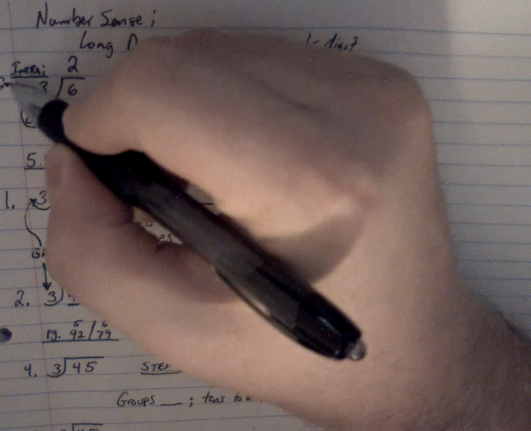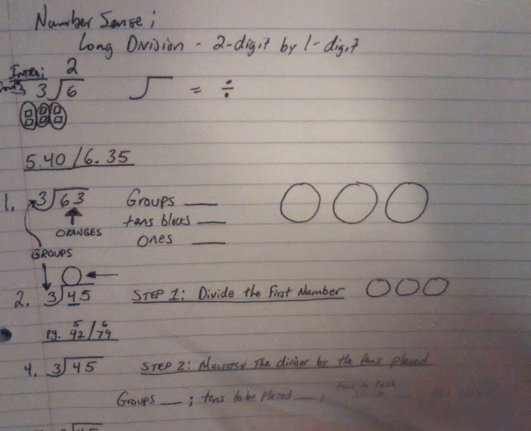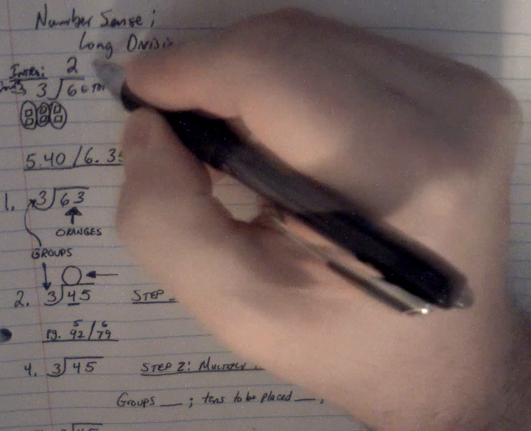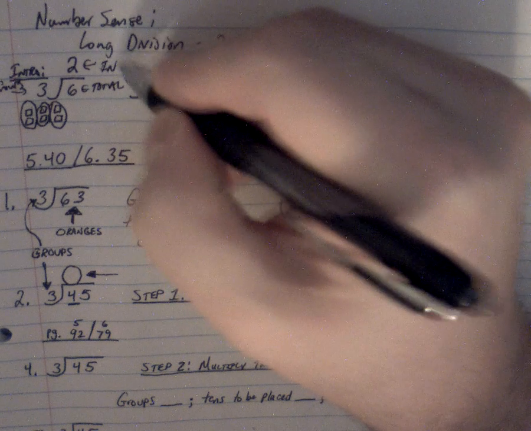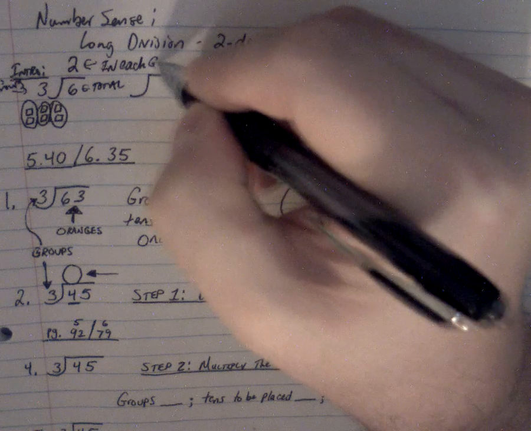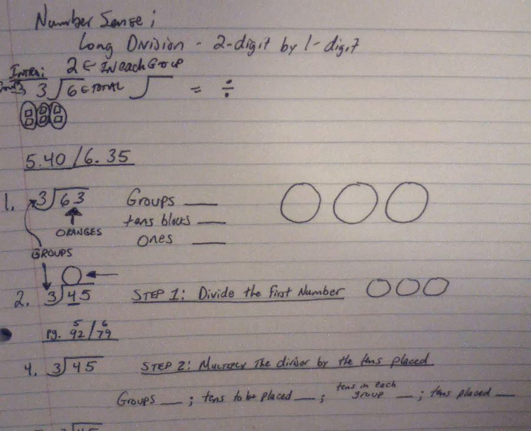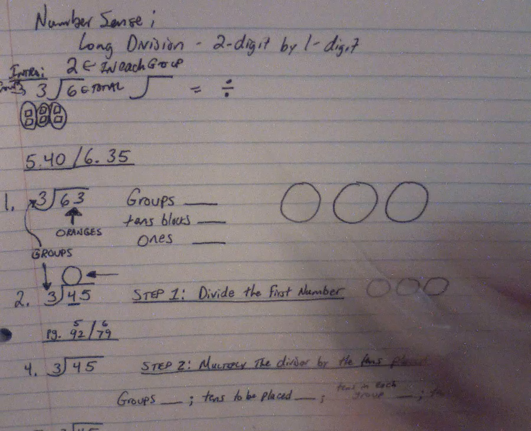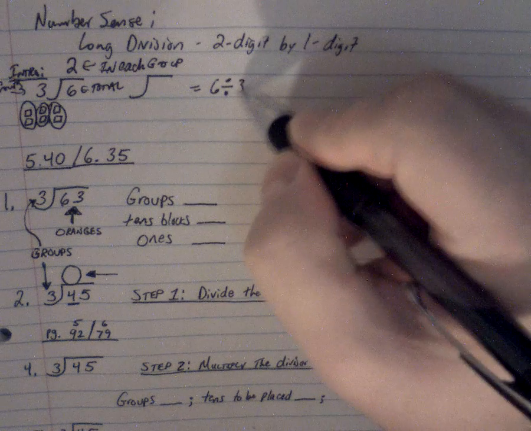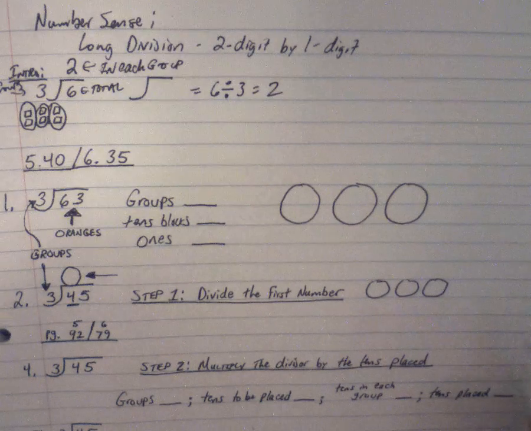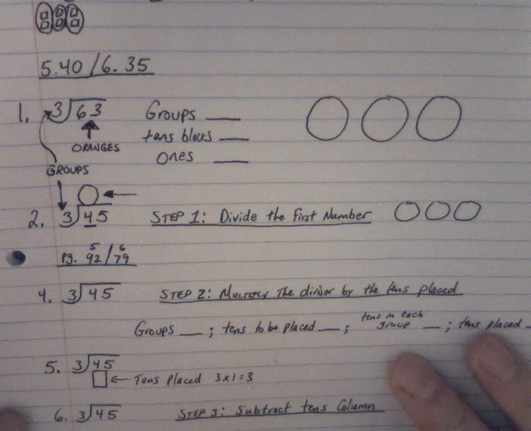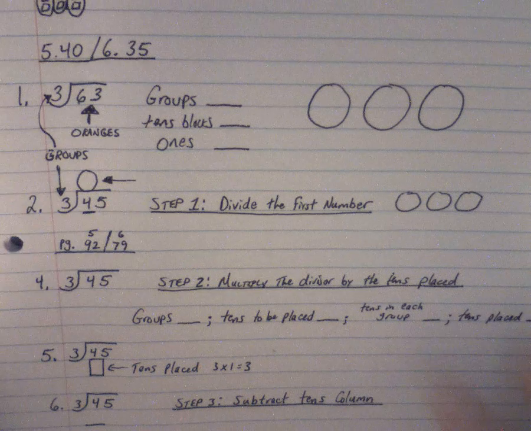Okay, so this represents the number of groups. The 3 does. 3 represents the number of groups. This is the total, and this is in each group or set. Okay, so when you see this, this is exactly the same as doing 6 divided by 3 equals 2. Okay, so now that we got that squared away, let's take a look at what we're going to be doing today.